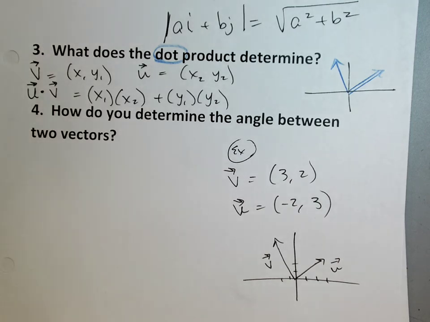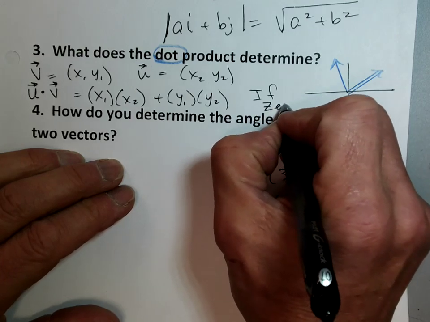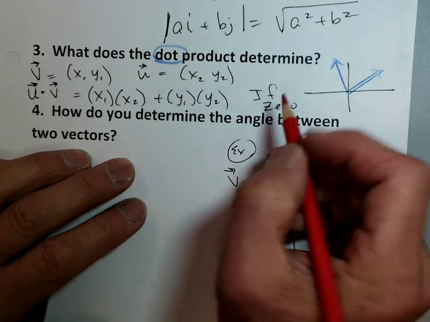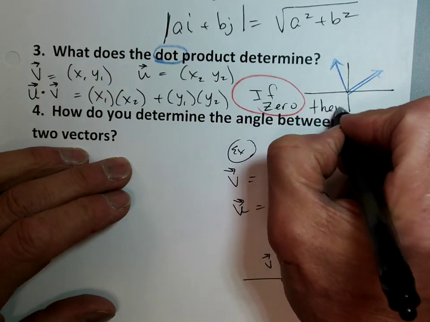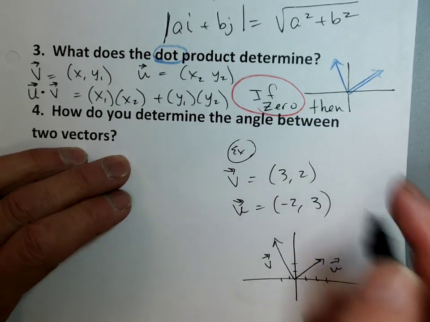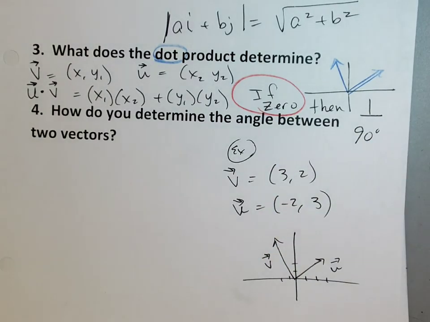So, if the dot product is 0, then they are perpendicular. Okay, then they're perpendicular, or 90 degrees. I did this one on purpose because they are perpendicular. You guys agree? They're definitely perpendicular.